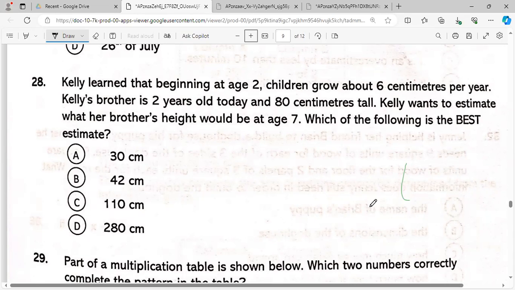All right. Who wants to do 28? Nika, you had the hand up. You want to do this one? Yes, sir. All right, go ahead.